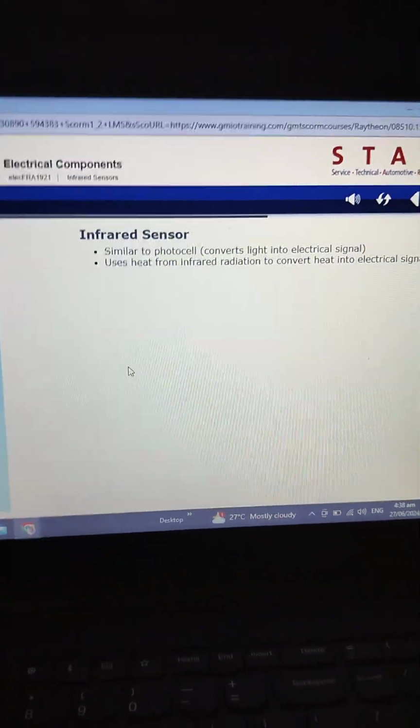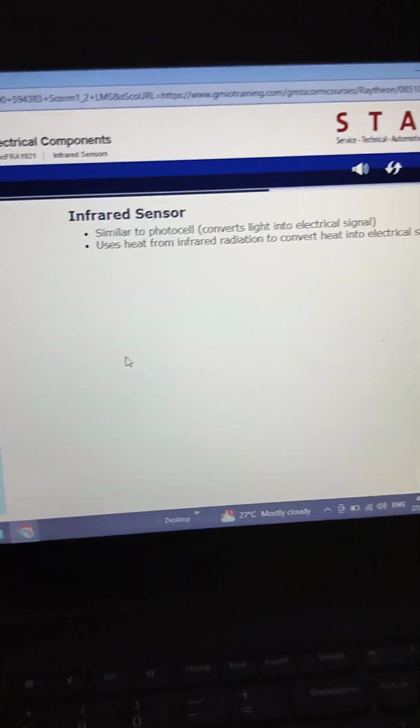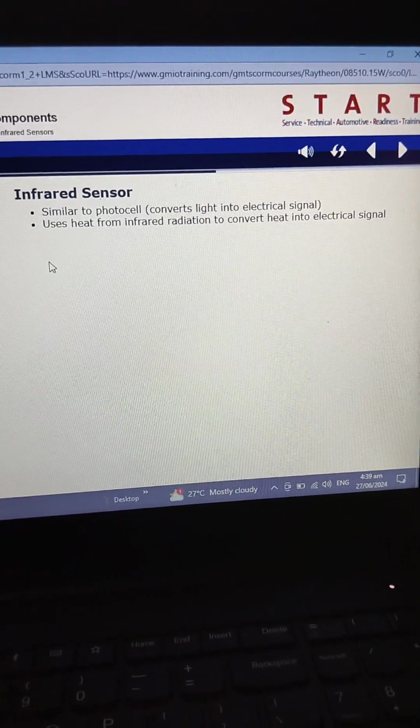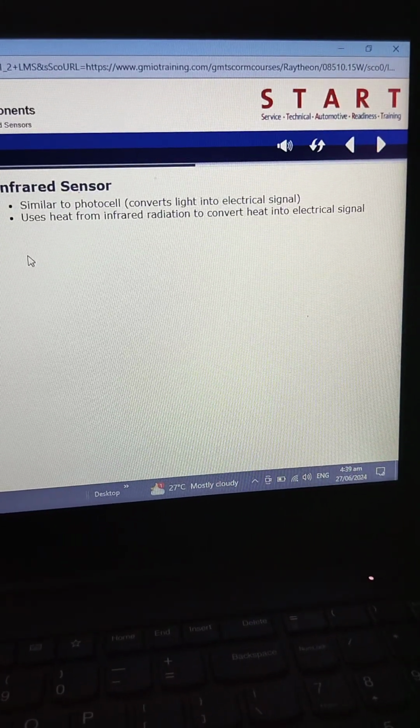An infrared sensor is similar to a photocell in that it takes light and converts it into an electrical signal. However, an infrared sensor uses heat from infrared radiation to convert the heat into an electrical signal.